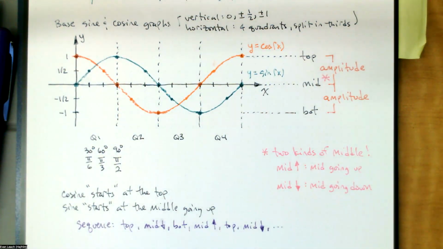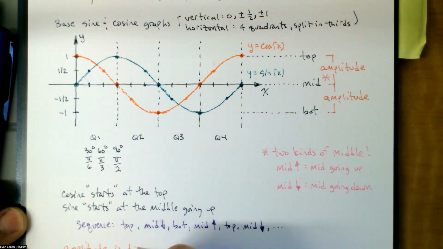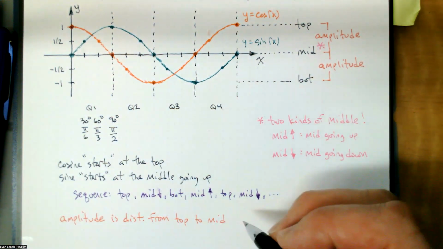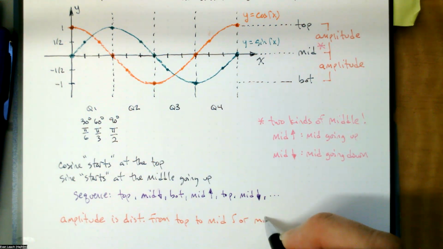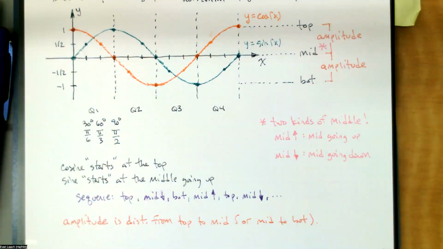Amplitude will be the distance from the middle to the top, or from the middle to the bottom, or from the bottom to the middle, or from the top to the middle, because they will be the same. So that distance we are going to call the amplitude.